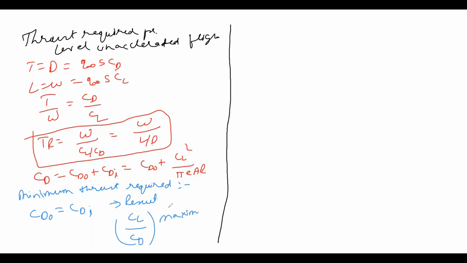You can see it here also. If this is maximum, then this is minimum, because weight is constant. We consider weight constant, but technically it is not, because when the aircraft flies the fuel decreases. But we consider that weight is constant. So this is the case of minimum thrust required for level unaccelerated flight.